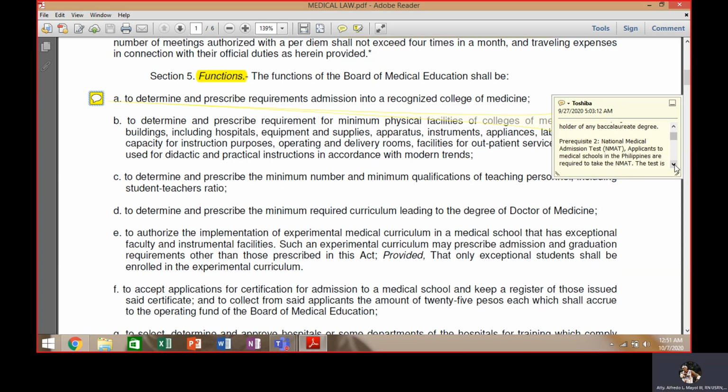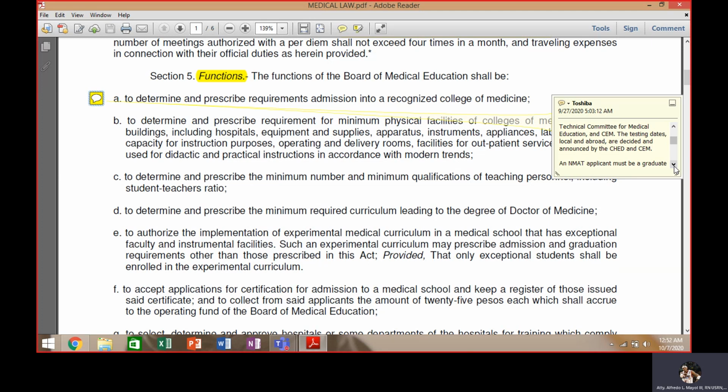Second prerequisite is the examination of NMAT or the National Medical Admission Test. Applicants to medical schools in the Philippines are required to take the NMAT. The test is developed and administered by the Center for Educational Measurement or CEM as authorized by the Commission on Higher Education or CHED. Per Memorandum of Agreement since 1985 between the former Board of Medical Education, now the Technical Committee for Medical Education, and CEM.